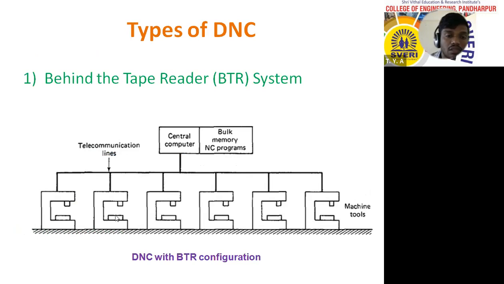You can see there are a number of machines interconnected with one system. This is the first machine, second, third, fourth, fifth, sixth. So all the machine tools and equipment where we are going to do the actual manufacturing are interconnected with only one central computer having bulk memory of NC programs.